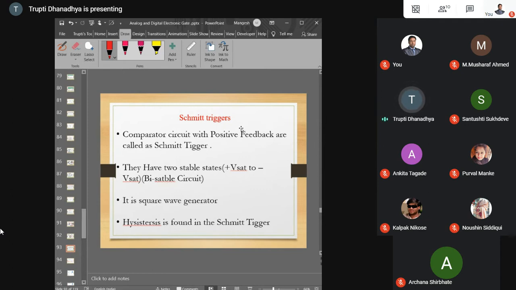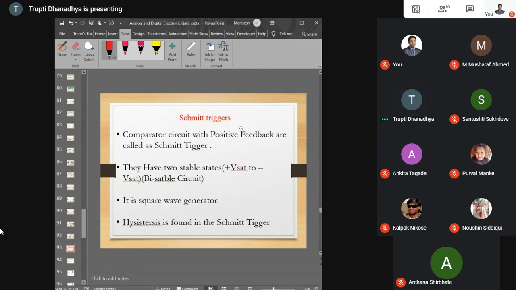A comparator circuit with positive feedback is called a Schmitt trigger. The comparator consists of two supplies, one positive supply and one negative supply. Then we get the output for both the supplies in square wave form. Of course, we provide a sine wave and we get a square wave as an output. So the advantage of this op-amp is that if we require a square wave output, by using the op-amp we get the output as a square wave.